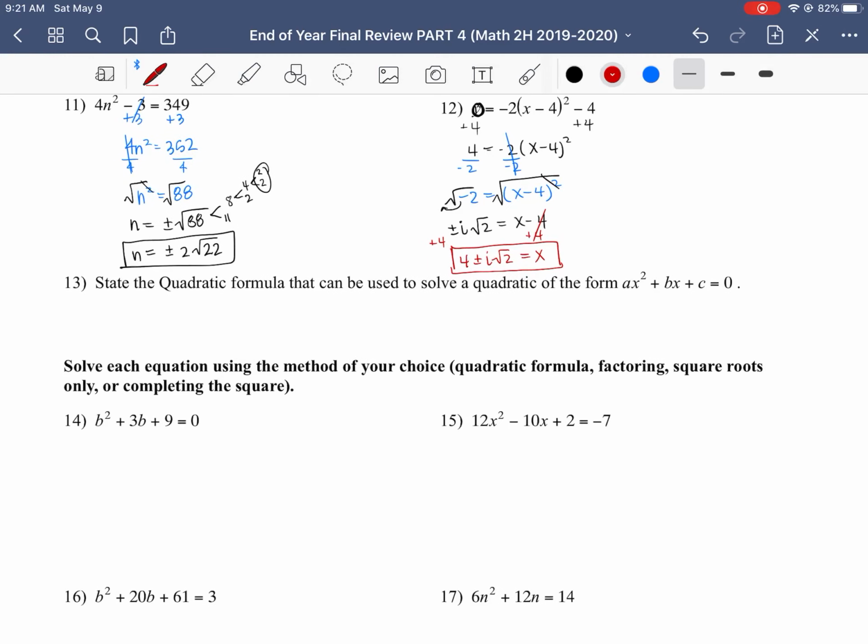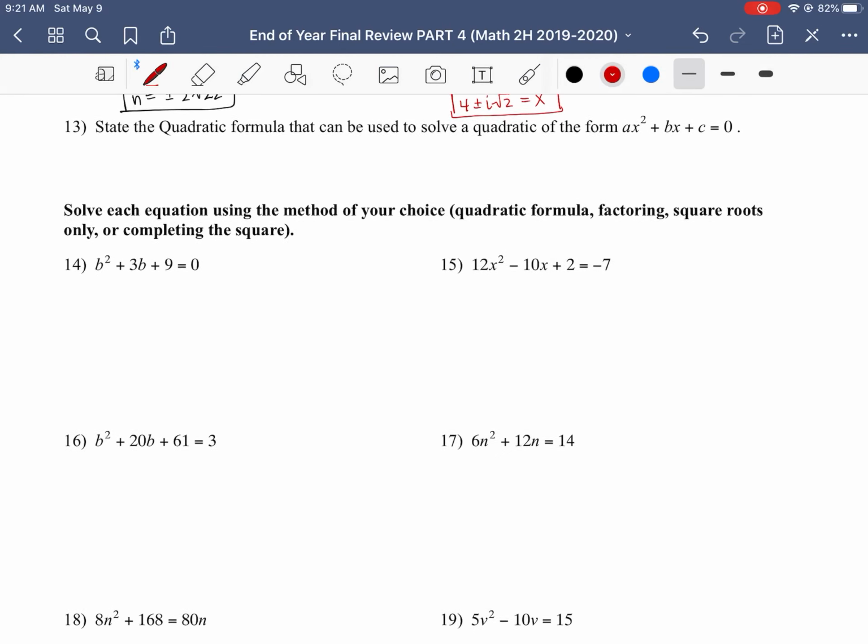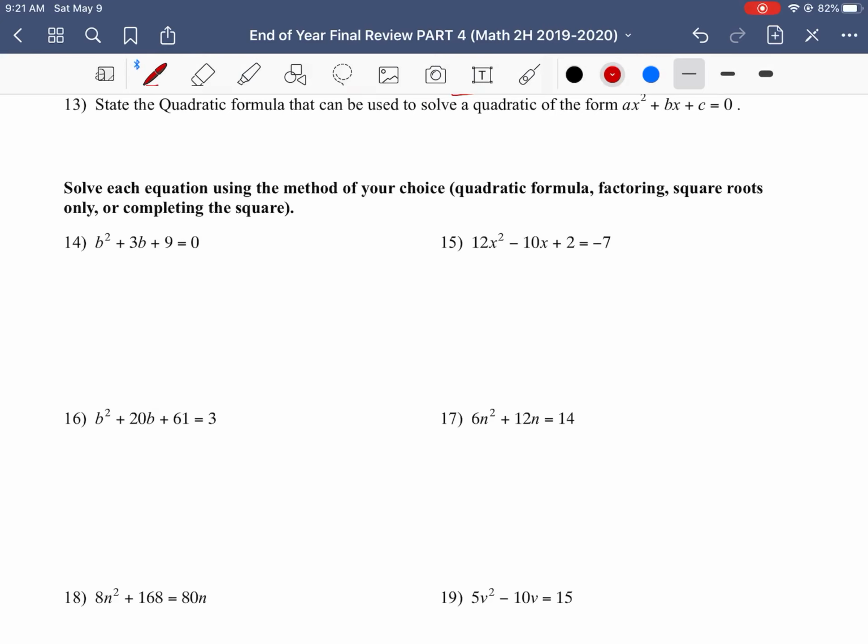Then we learned about the quadratic formula. Quadratic formula, remember, that's the Pop Goes the Weasel song. And we use it when it's in the form ax squared plus bx plus c, right? Standard form. And again, notice it's equal to 0, so we always want to make sure that's our first step.